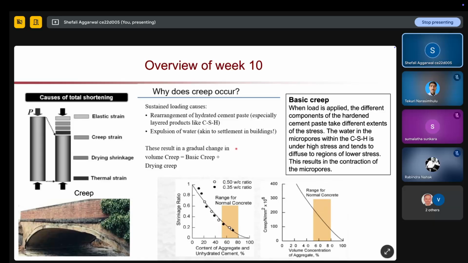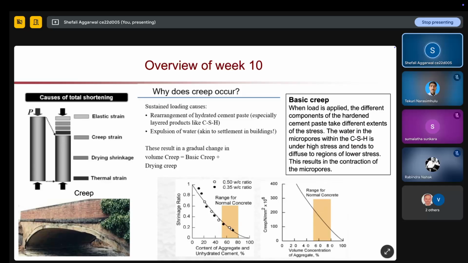So what are the reasons why creep occurs? When we talked about sustained loading, because of loading, what is happening? There are two types of creep: basic creep and drying creep. For basic creep, the various components of your cement paste will take up different types of stresses. Here the definition is given: when load is applied, different components of the hardened cement paste take different extents of stresses. So how will it start? It will start from within the CSH.